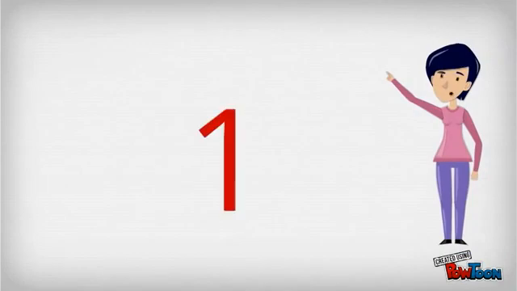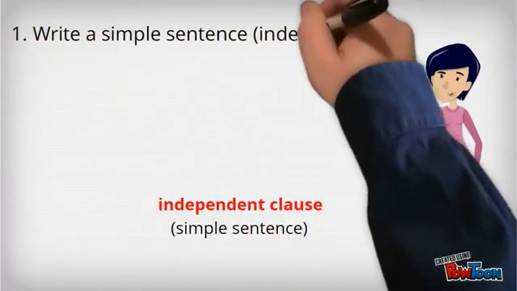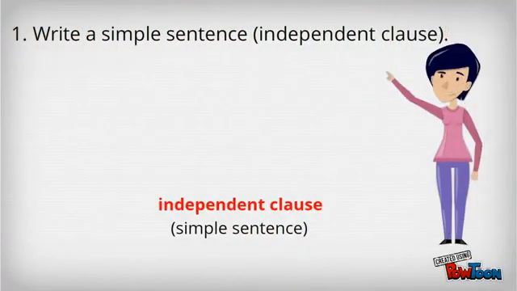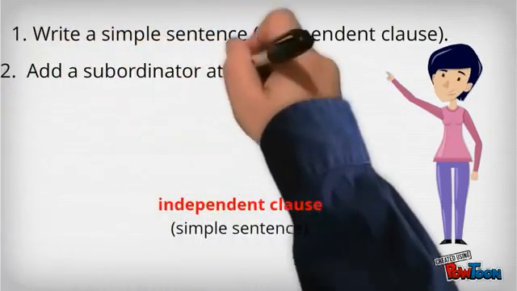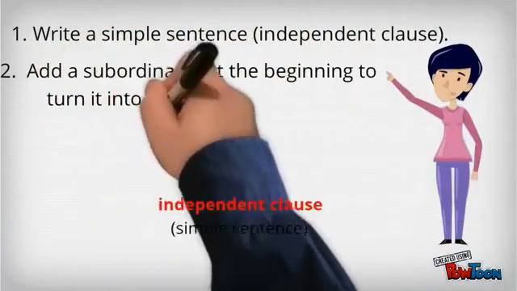Try to write 3 of your own examples on the bottom of your notes. Start by writing an example of an independent clause or simple sentence. Then turn it into a dependent clause by putting a subordinator at the beginning.